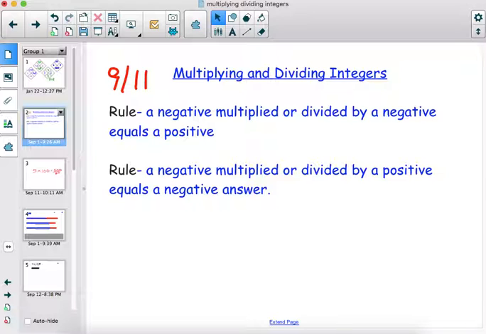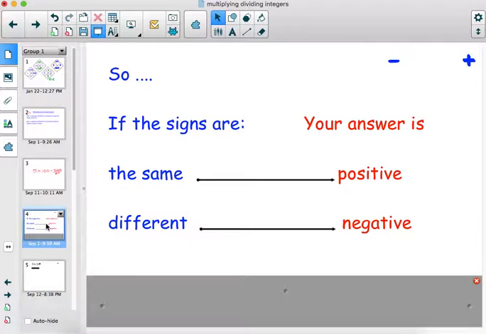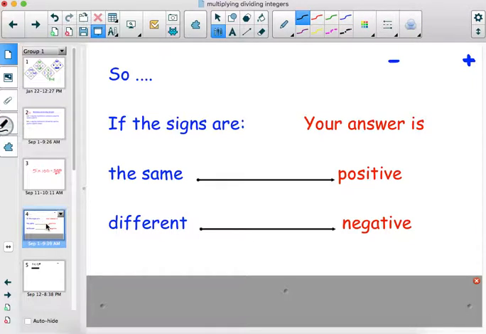Alright, so here's a diagram. If the signs are the same, so if you see both positive, you're multiplying or dividing, that will equal a positive. And vice versa. If they are both negative, that will also equal a positive. If they are different, you have a positive and a negative, multiplied or divided, that will give you a negative. And then flip it around. Even if it is negative and a positive, it will still give you negative.